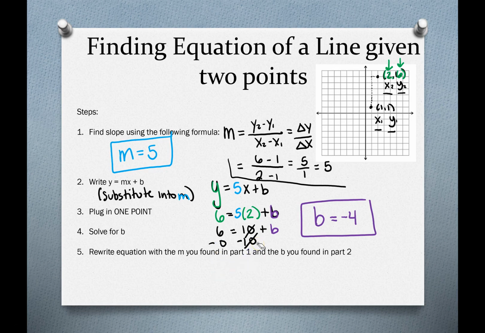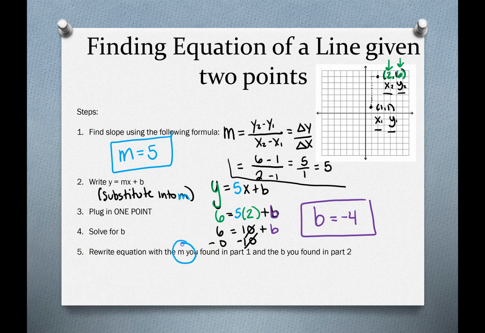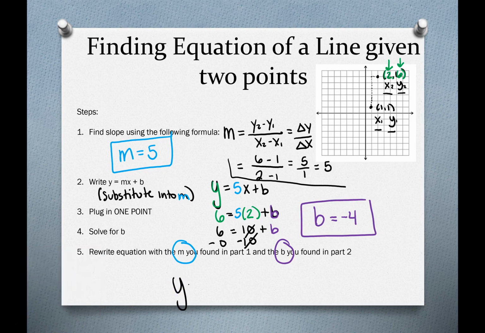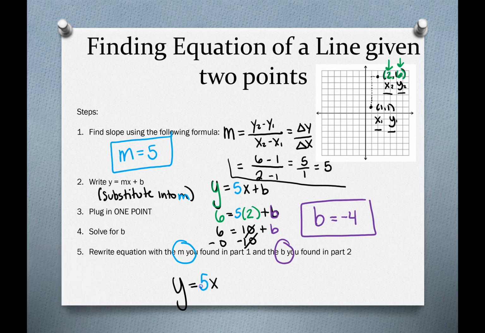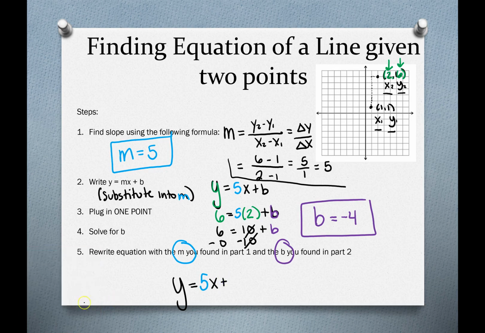In other words, they want you to keep the m, and they want you to keep the b that you found, but nothing else. What I mean by that is in your y equals mx plus b, keep everything except for the slope and the y-intercept. You're going to write the 5 in there, and you're going to write the plus, and then you're going to get your b in there.